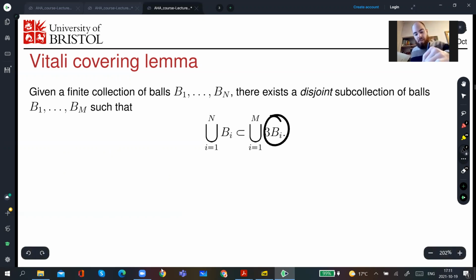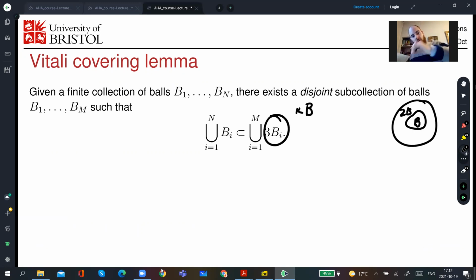So what do I mean by 3B_i? If I say I have some constant kappa times a ball B, that is the ball whose center is the same center as B, but the radius is now kappa times the radius of B. So if I have a ball here in space, that's B, then 2B is the one with the same center, but twice the width.